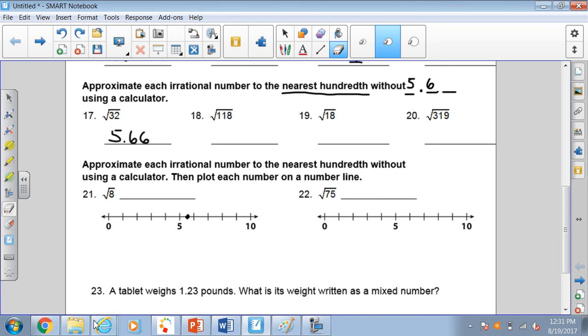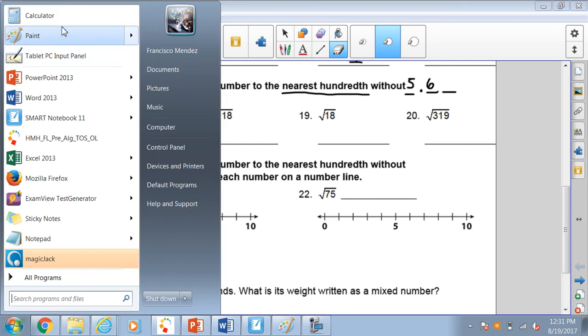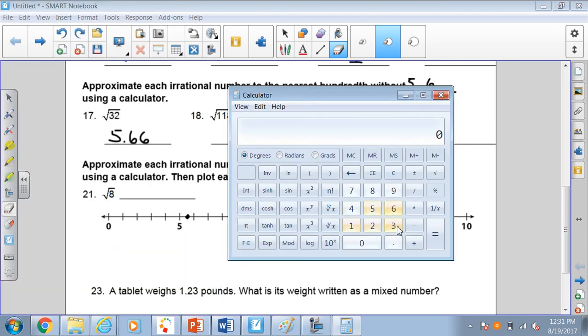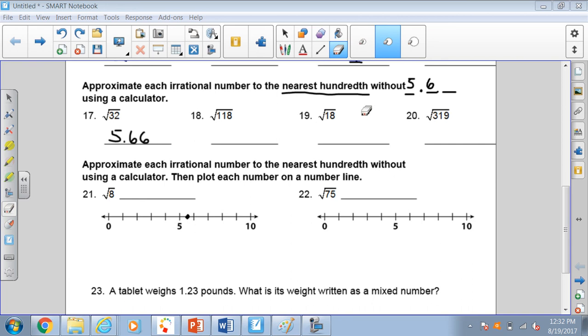Now, if I put 32 in my calculator, 32, hit my square root symbol, 5.656. And look, since 6 is bigger than 5, then we have to round up to the nearest hundredth. That would be 5.66. So we did the right thing.